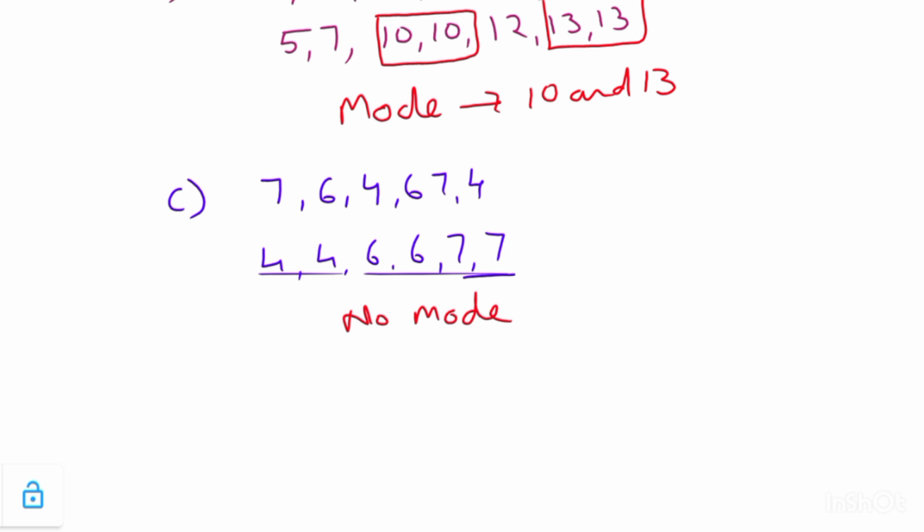Similarly, if we have 13, 8, 16 and 10. So here we see that no number is occurring more than any other number. So there is also no mode. Okay.